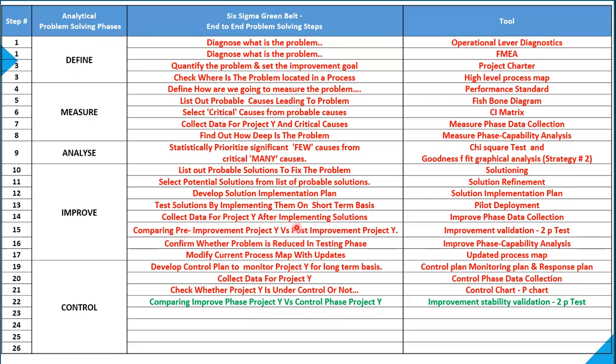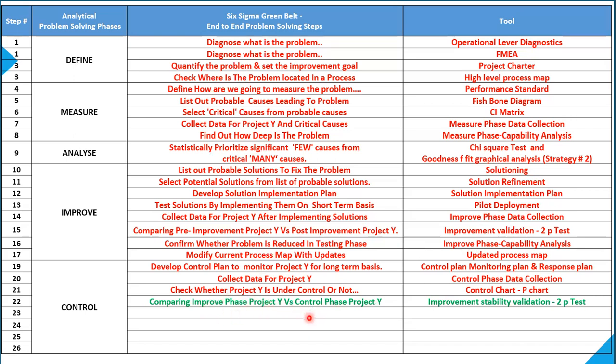We compared pre-improvement project Y versus post-improvement project Y to validate whether we have achieved improvement by deploying the solutions. Now, in the control phase, we need to validate whether improvement is sustained or stabilized. That's where we're going to compare the improve phase performance. This is the data we have, the improve phase data. So we're going to compare the performance of the improve phase with that of the control phase.